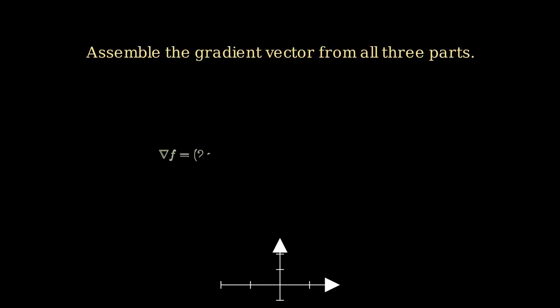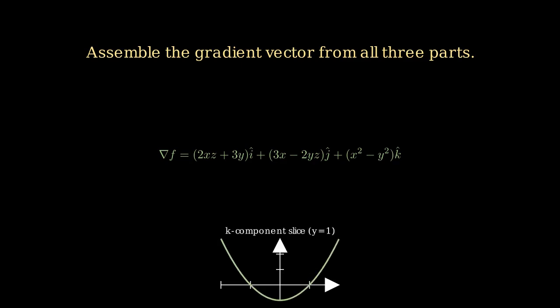Now assemble the full vector. Gradient of f equals the quantity 2xz plus 3y i hat, plus the quantity 3x minus 2yz j hat, plus the quantity x squared minus y squared k hat.